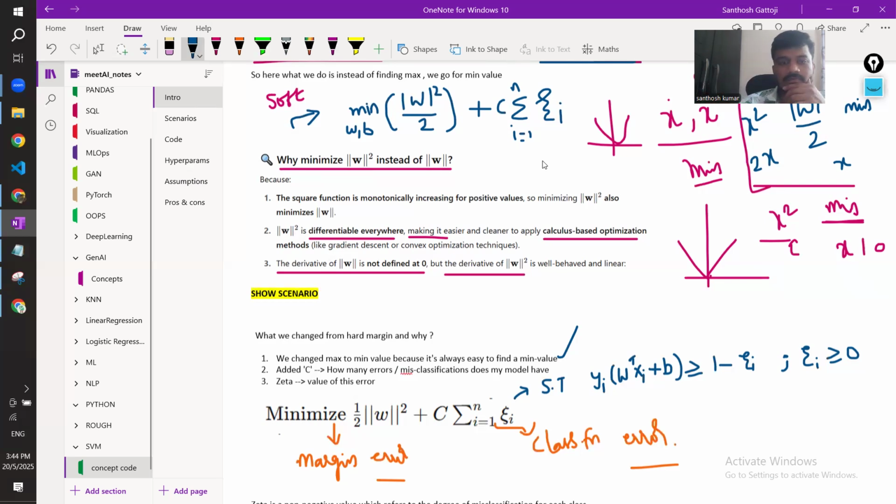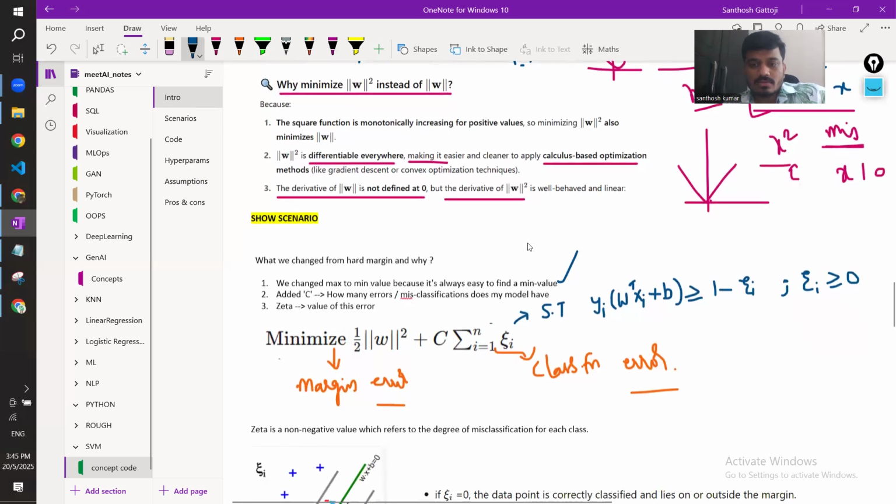Now here we have two things. One is C. C is going to tell you how many errors the model is going to have, that means how many misclassifications my model has. And this is called zeta. The value of this error, that means the misclassification value.